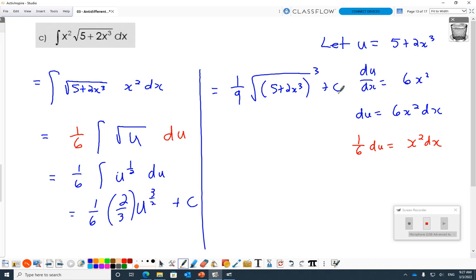I'll draw another line here so you can see what I got there. How did I do? 1/9 times 5 plus 2x cubed to the 3/2 plus c. Yeah, everything's good. Great stuff. Oh, geez, we're cruising through these. I don't remember cruising through these last year.